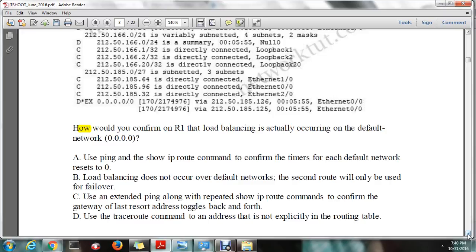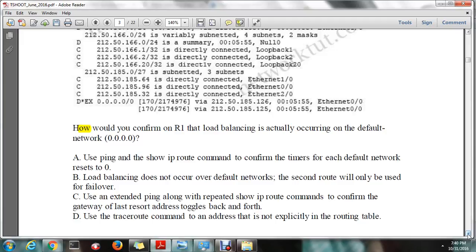You should know whether load balancing is happening while you are trying to reach Google, whether it is taking only one hop, or it is taking both simultaneously, whether it is going via 185.126 as well as 185.125. See, both are learned via Ethernet 0/0 only. So it is clearly stating that there might be switches connected in between Ethernet 0/0 of this router, and from there you are connected to the ISP.